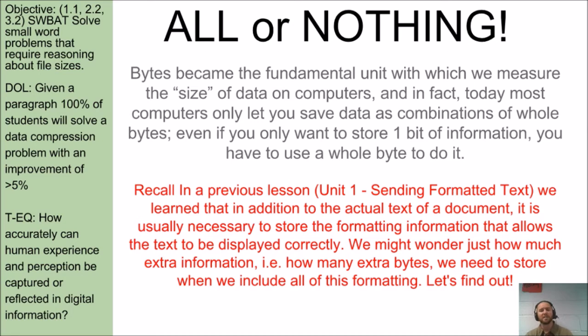Recall in previous lessons, Unit 1, Sending Formatted Text, we learned that in addition to the actual text of a document, it is usually necessary to store the formatting information that allows the text to be displayed correctly. Just like the formatting in this thing I'm reading right now, it is red, so that's a different type of formatting than the text that's above it. We might wonder just how much extra information, that is, how many extra bytes we need to store when we include all of this formatting.